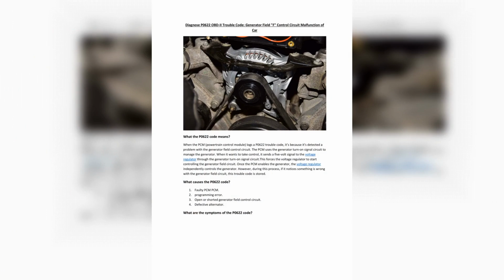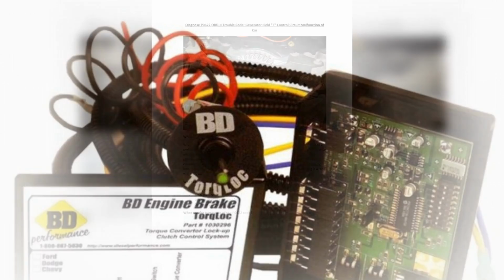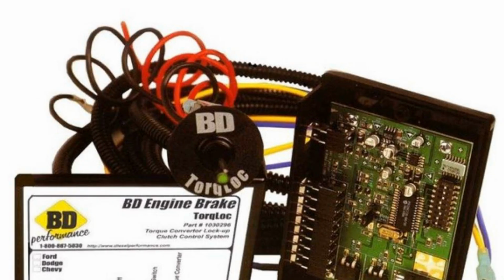In conclusion, understanding fault code P0622 is essential for diagnosing issues related to the generator field or terminal circuit F. By recognizing the symptoms and potential causes, you can take the necessary steps to troubleshoot and resolve the problem effectively. Whether it's checking the wiring, inspecting the generator, or addressing any underlying electrical issues, timely intervention can help restore your vehicle's charging system to optimal performance.